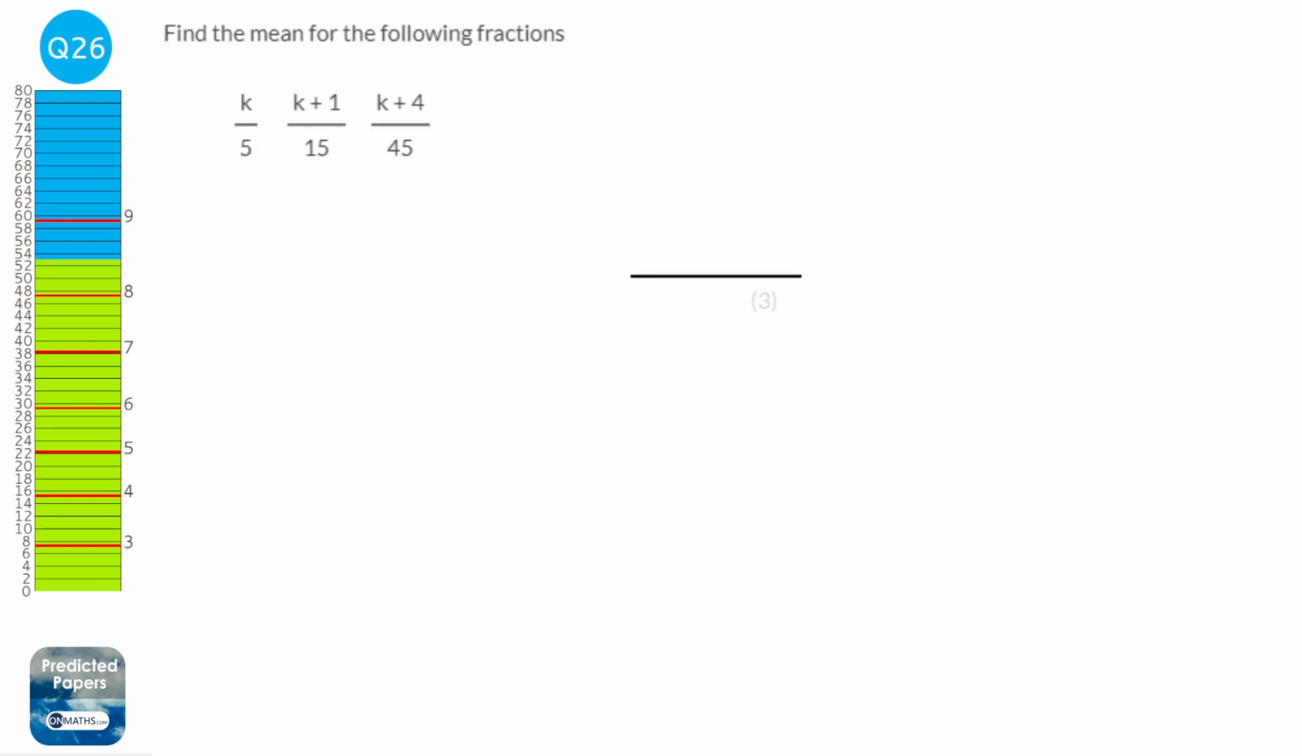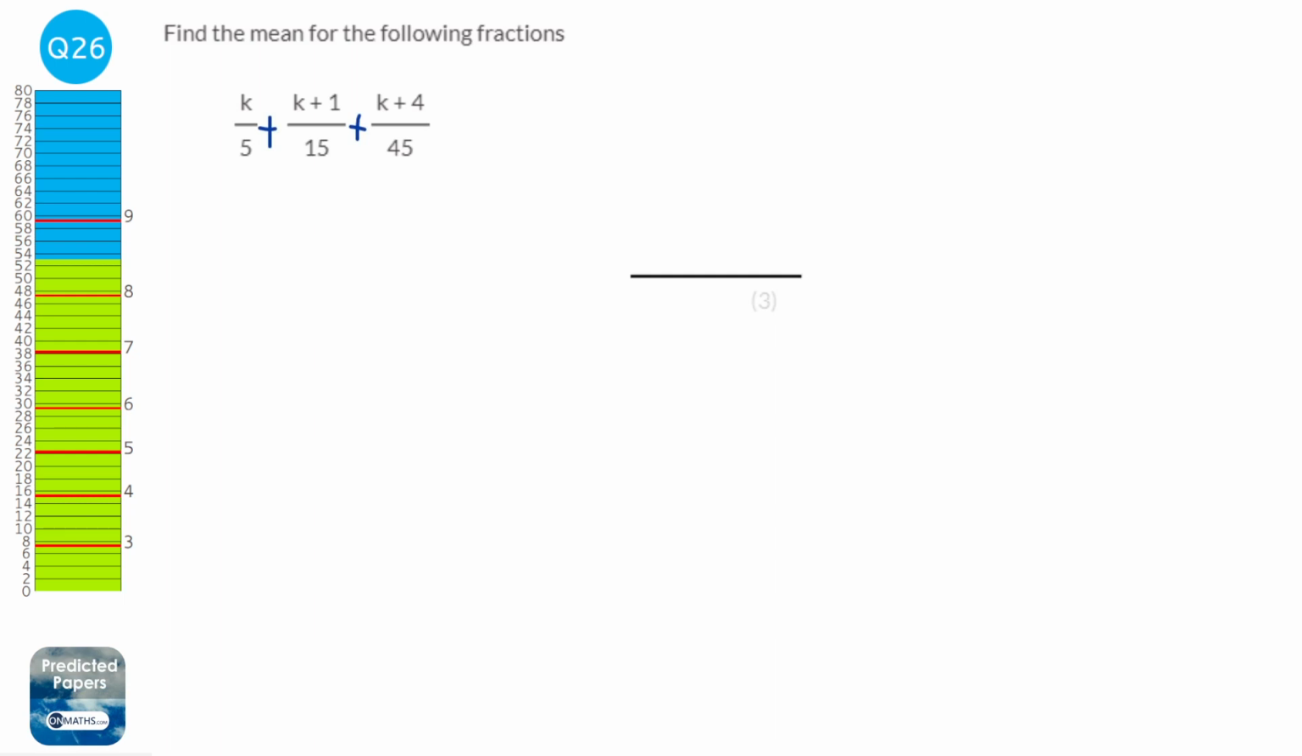So when we find the mean of something, we add the elements together and we divide them by the amount of elements. So here we've got 3 elements. So what we're going to do is add these together and then divide by 3. Now the problem is that the denominators are not the same, so we can't add them yet. But they're all factors of 45.